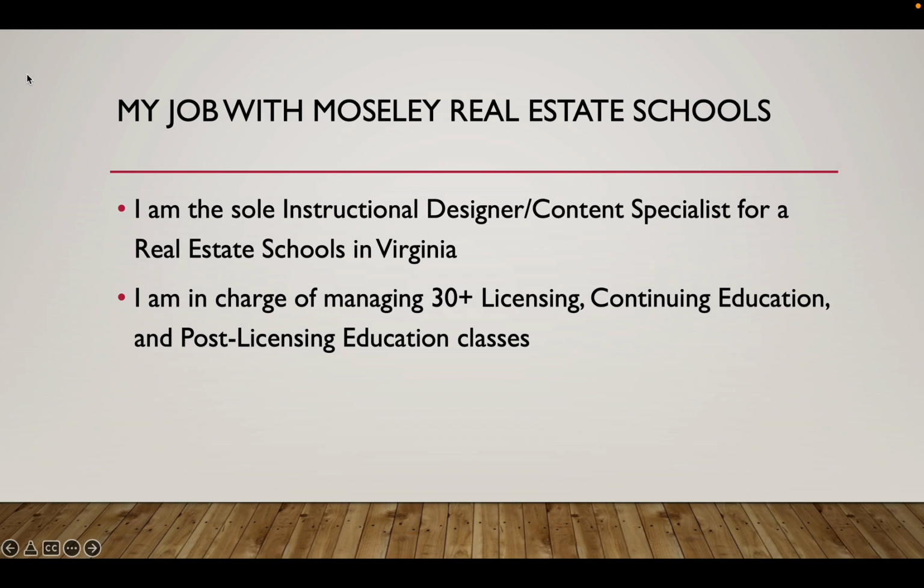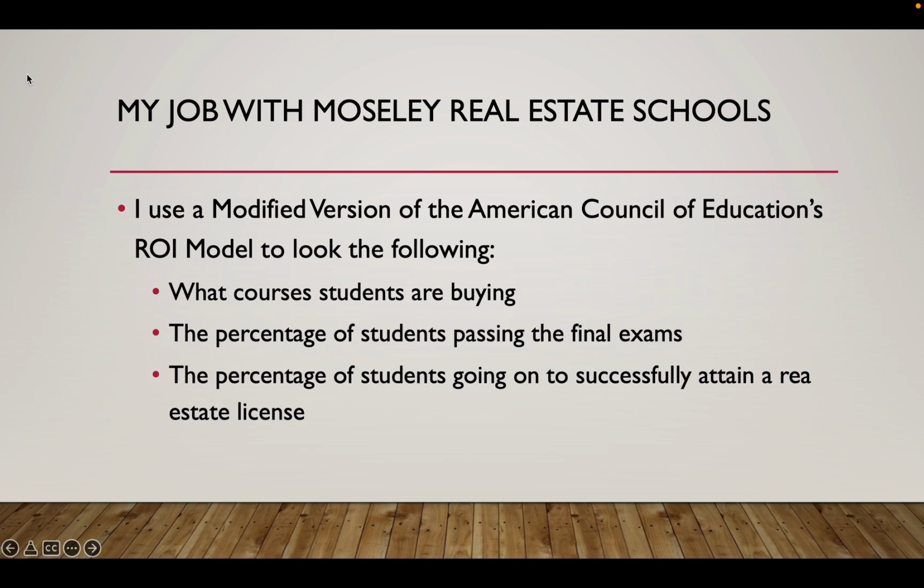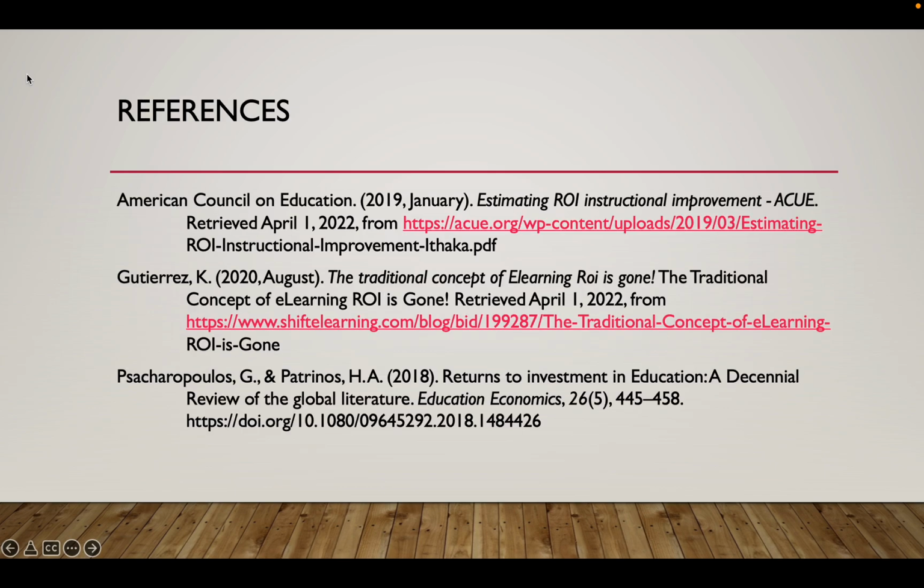As I mentioned, I use a modified version of the American Council of Education's model. What I specifically look for is what courses students are buying, the percentage of students passing the final exams, both our course's final exam and the final exam for the state licensing test, and also not just the students who go on to pass all the tests, but the ones who go on to complete the application process to attain a real estate license. And here are my references.